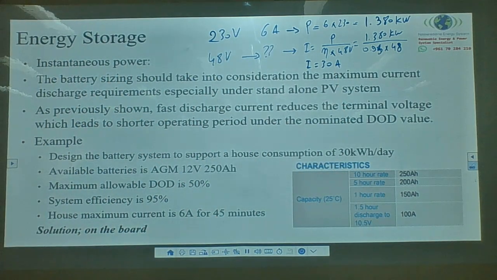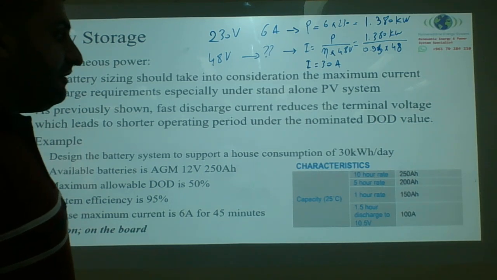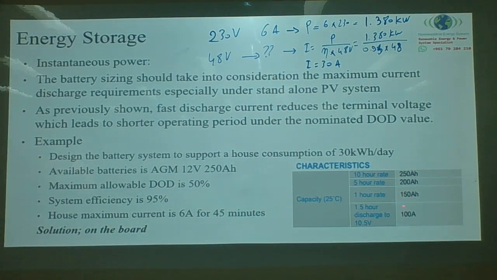I need it to run for 45 minutes. Okay, I'll check. Hold on a second. Check the 1 hour characteristic. If I take 100 amps out of it and allow it to discharge to this, I can run for 1.5 hours.